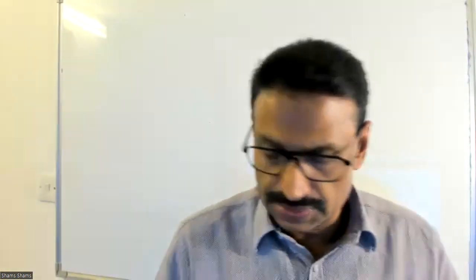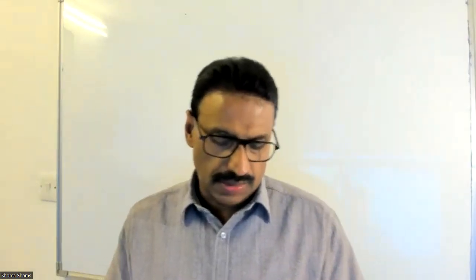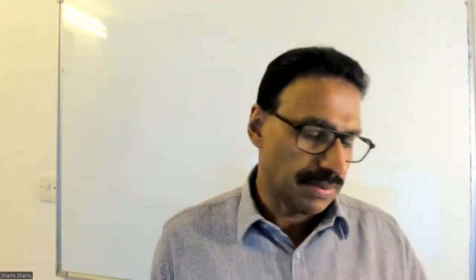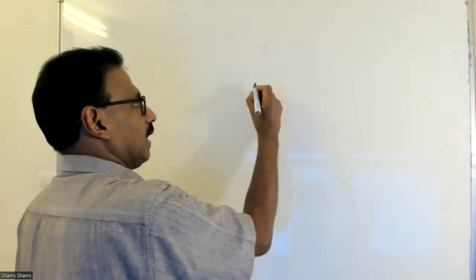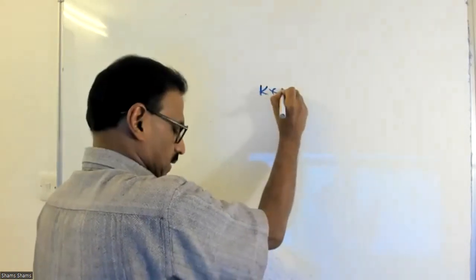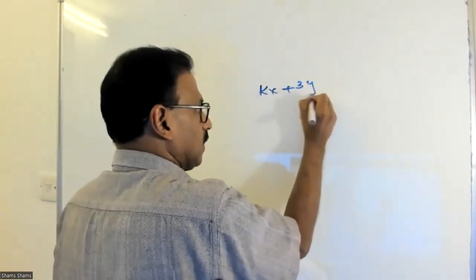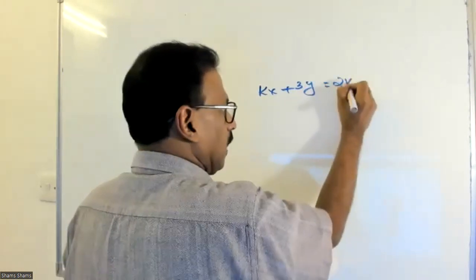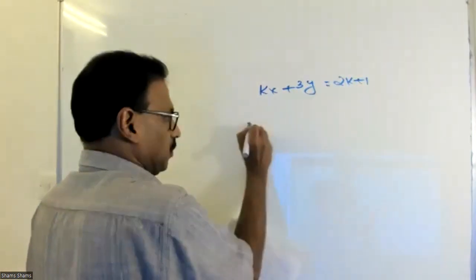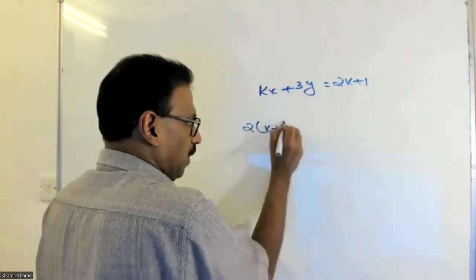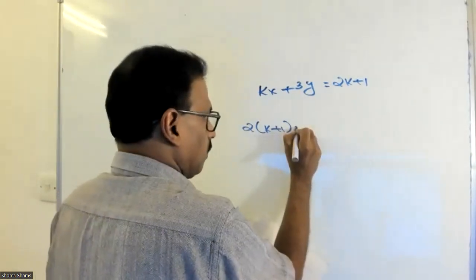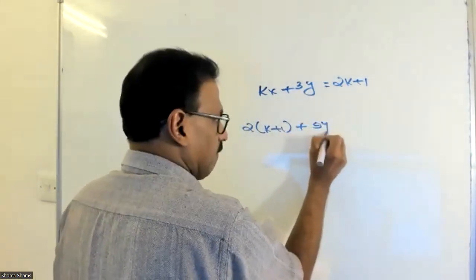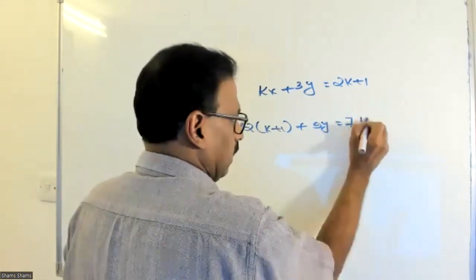So first we discuss the last test questions, okay? Find the value of k for which the following system of equations. So what is that? kx plus 3y equal to 2k plus 1. Then 2 times (k plus 1)x plus 9y equal to 7k plus 1.